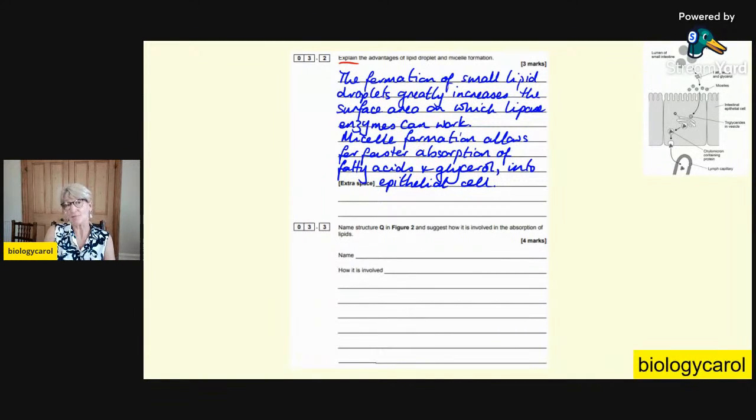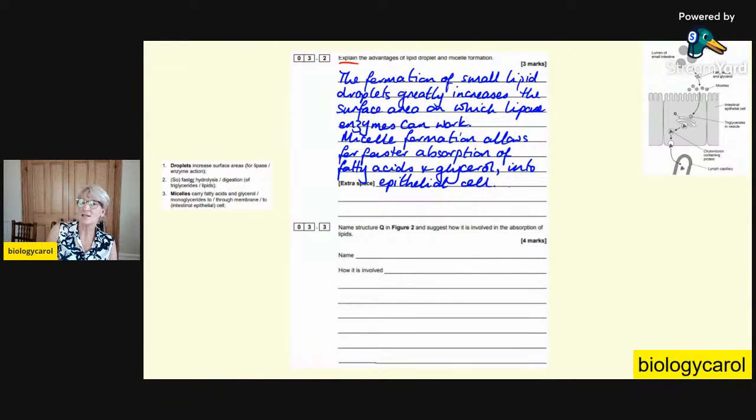And then I just said micelle formation allows for faster absorption, because theoretically fatty acids and glycerol, certainly the fatty acids, would go straight through the phospholipid bilayer. It allows for faster absorption into the epithelial cell. Wasn't really sure what they were looking for there, if I'm honest.